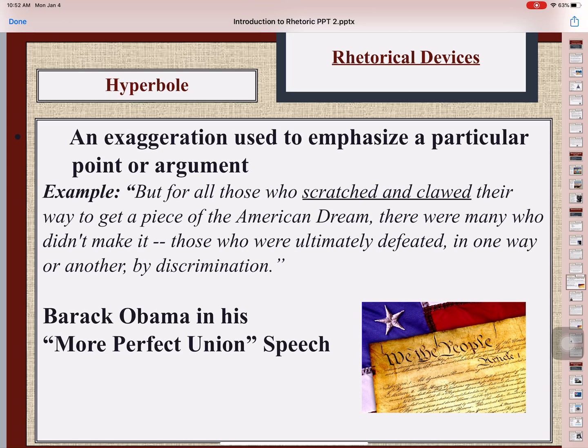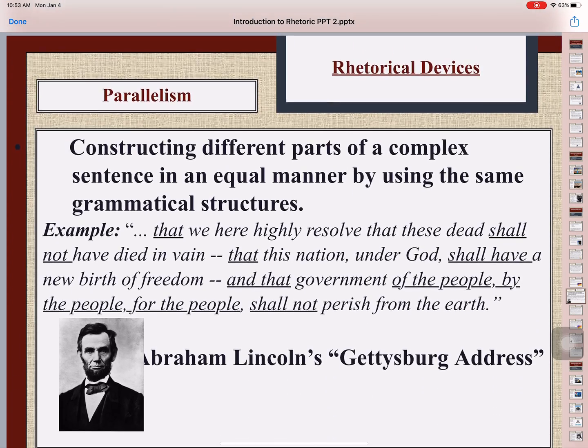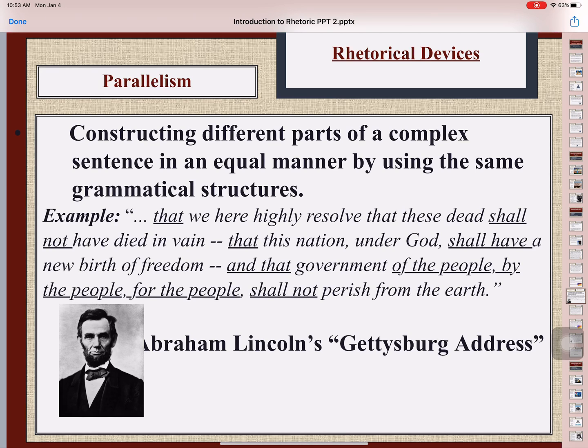People putting one foot in front of the other to pursue the American dream, working. I wonder how that would seem if I substitute working for scratched and clawed. But for all those who worked their way to get a piece of the American dream, it just doesn't have the same effect without the hyperbole, scratched and clawed, right? Labored.